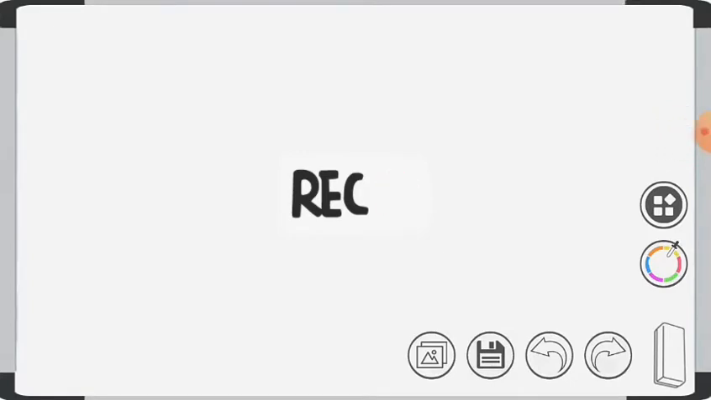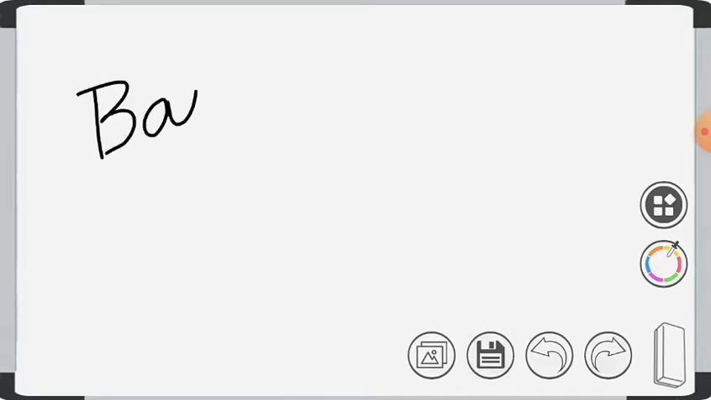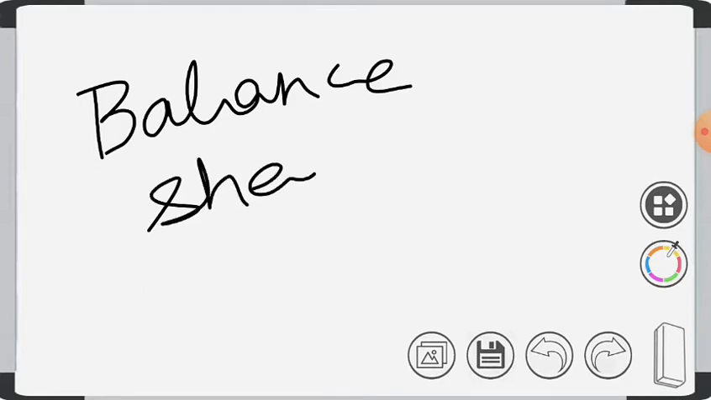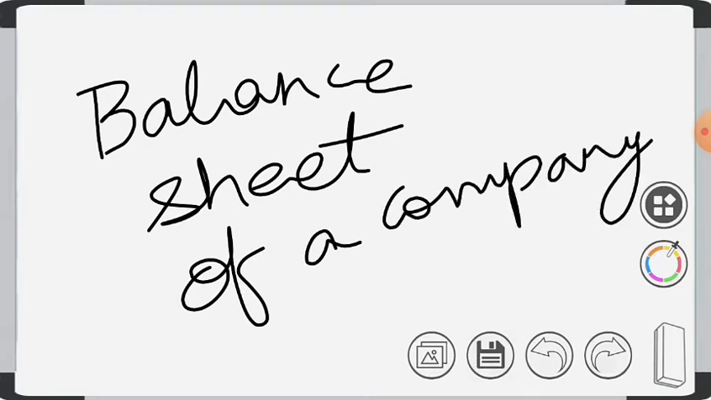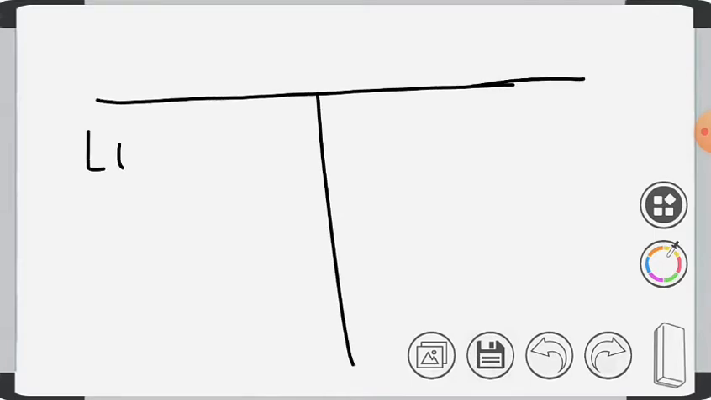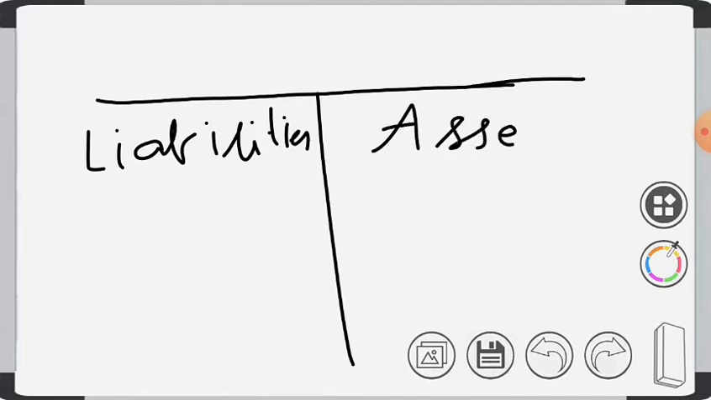Today we are going to learn about the balance sheet of a company. Well, let us take into consideration the balance sheet of a non-manufacturing entity. On the left side it would be liabilities. On the right side it would be assets.